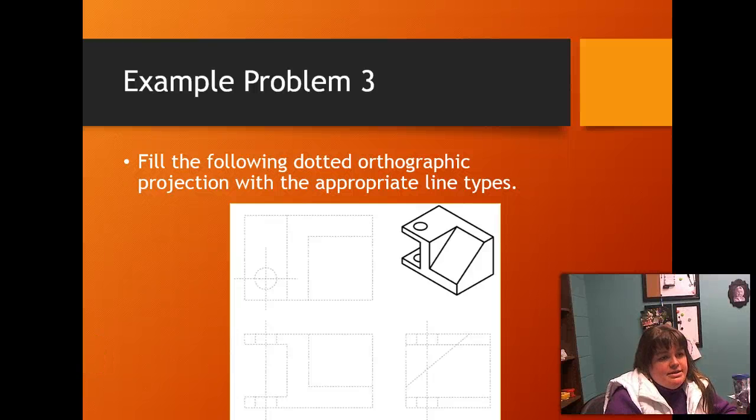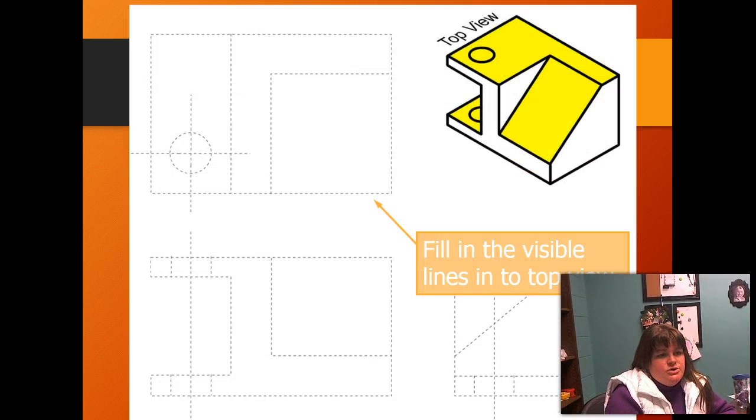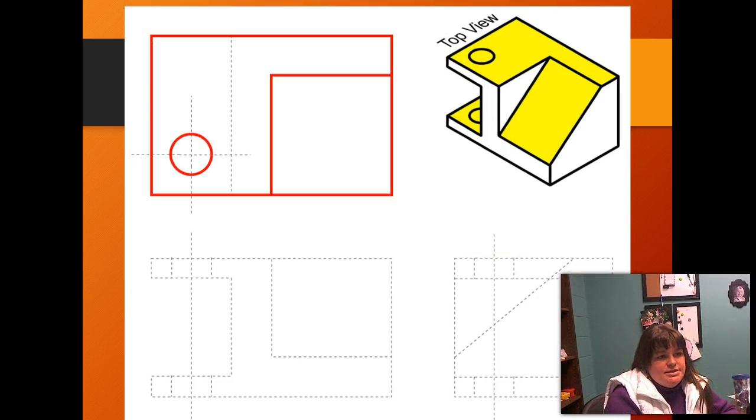Alright, so we're back with another example problem, and we're going to create an orthographic projection based upon the little 3D image that you see up here in the top right. So what we're going to do is start in the top view, and you can see it shaded there. If you were to stand at the ceiling and look down at this thing, it's going to be shaded there in yellow. And the first thing we're going to do is fill in the visible lines up there in the top view.